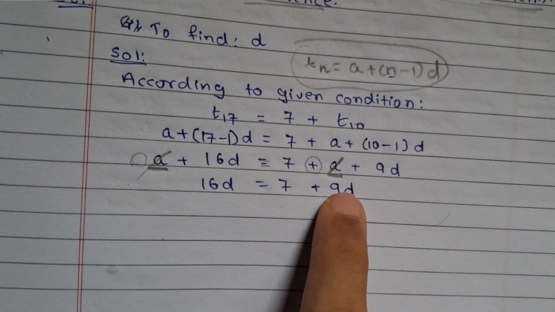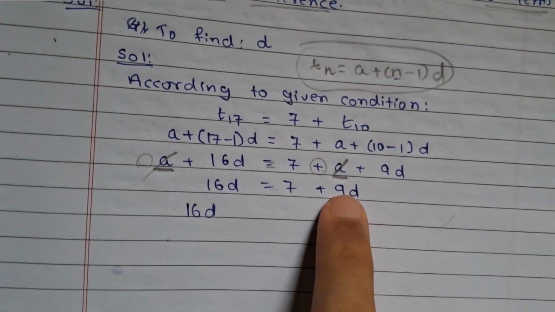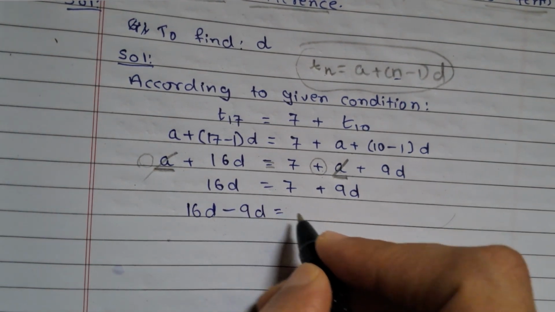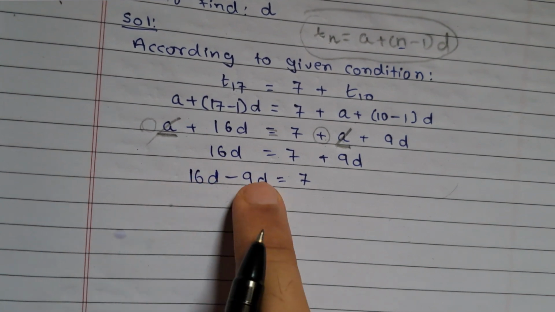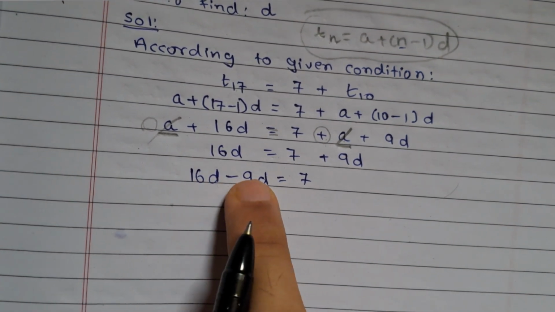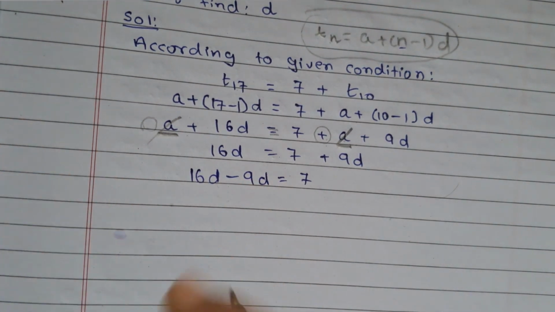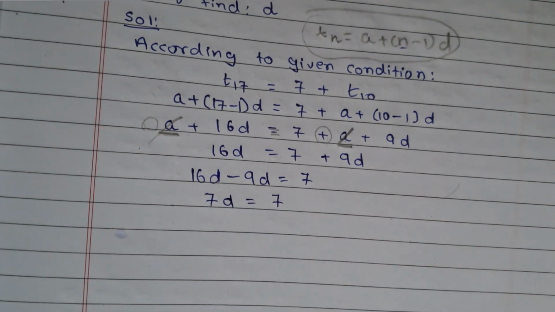Usually, we bring the like terms together, isn't it? So this 16D will stay here. I will bring this plus 9D over here, and it will become minus 9D. And who is left alone over here? 7. Let's subtract them: 16 minus 9. 9, 10, 11, 12, 13, 14, 15, 16. So it is 7. 7D is equal to 7.